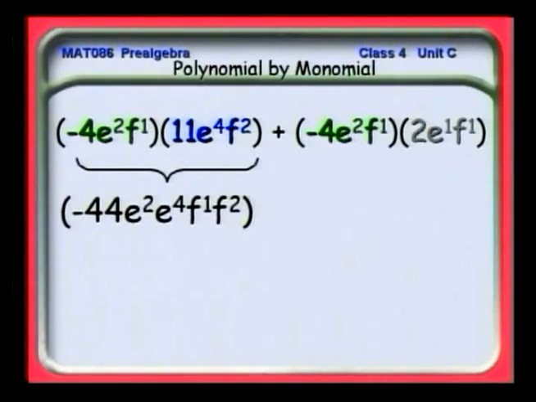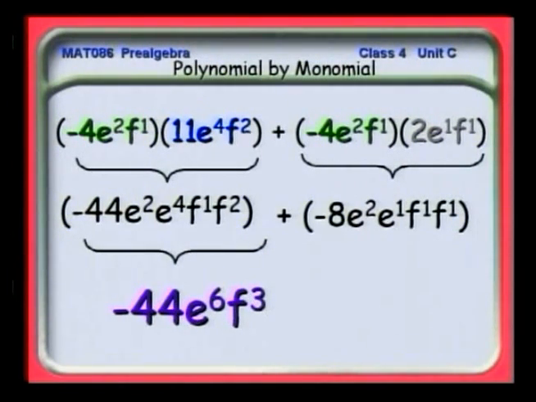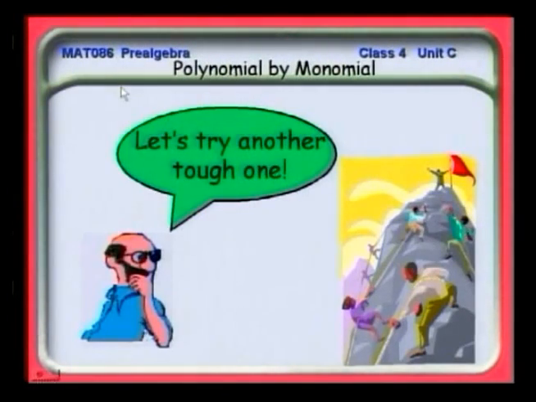Let's do that. I see minus 4 times 11 is minus 44. I have the e's by themselves, the f by themselves. I do the same thing to the right term. Minus 4 times 2 is minus 8. Then I simplify one more term by adding the exponents for each of the variables. I get minus 44 e to the 6th f cubed, and in this one, minus 8, 2 plus 1 is 3, 1 plus 1 is 2. Now let's try another one that's really interesting.